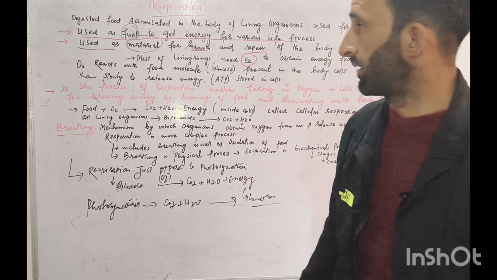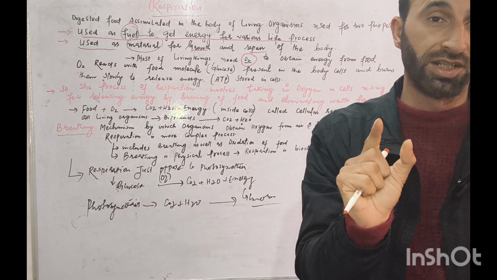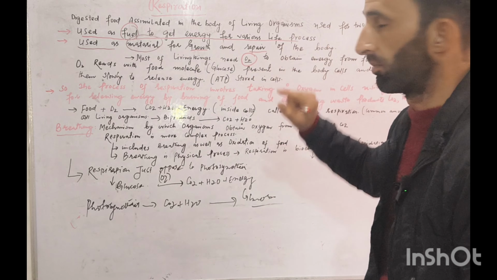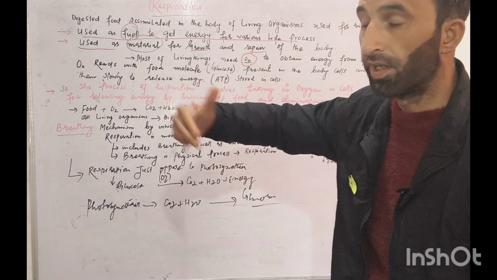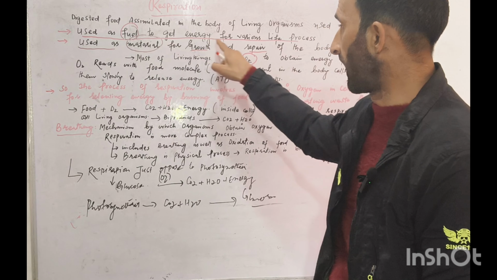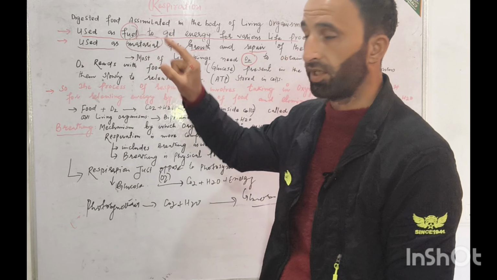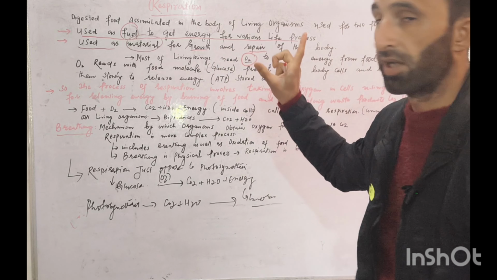And the second point here is that it is used as material. This food is used as material for growth and repair of the body. These are the two points of how this assimilated food is used. It is used as fuel, the first point, to get energy for various life processes. And second, we can use this food as material for growth and repair of the body.